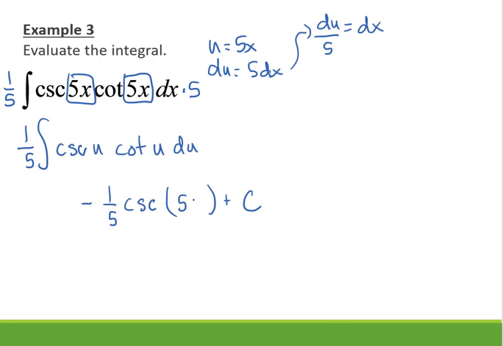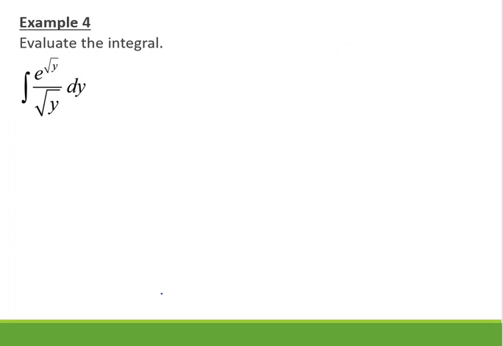Next example. Again, picking that u. And this is the hardest thing sometimes for students to do: what do I do to pick my u? Usually if you have a function with another function, pick that u to be the square root of y. So du is 1/2 y to the negative 1/2 dy.